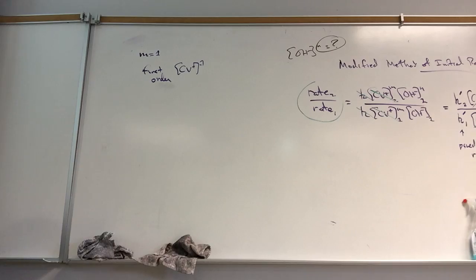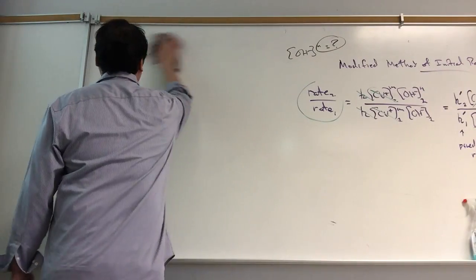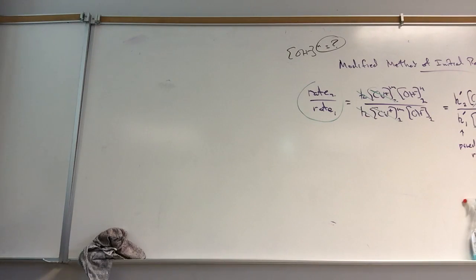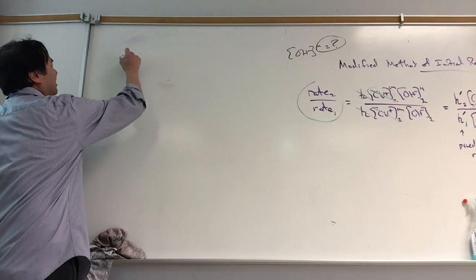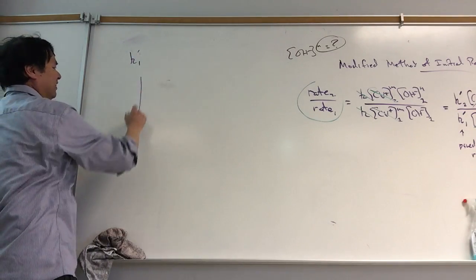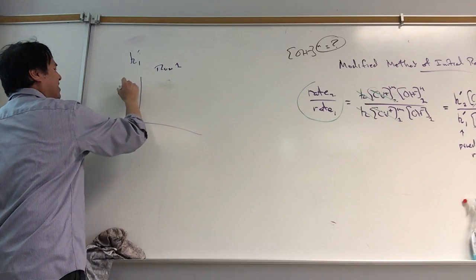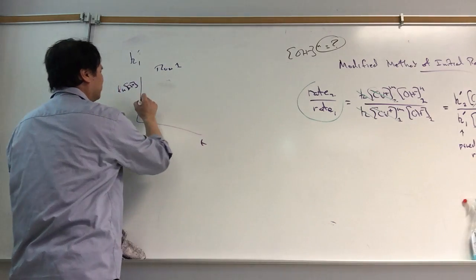Now where do we get k2 prime and k1 prime from? Those are going to come from the pseudo n graphs. And so we know that in run 1, the ln of A, or the ln of crystal violet versus time, was the most linear.